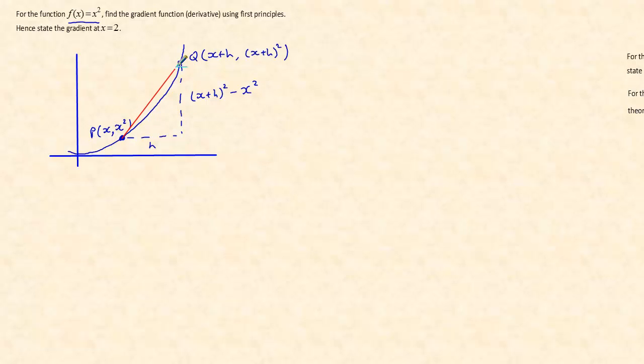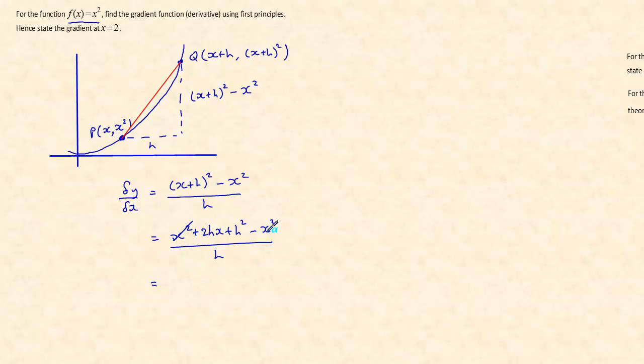So the gradient of this chord here, which we'll call delta y over delta x, difference in the y over difference in the x, is going to be x plus h squared minus x squared all over h, which is the difference in the x coordinates. So that's going to be x squared plus 2hx plus h squared, take away x squared all over h.